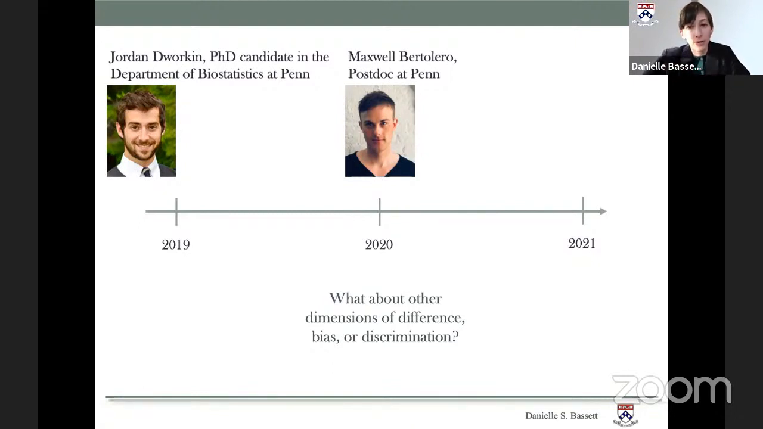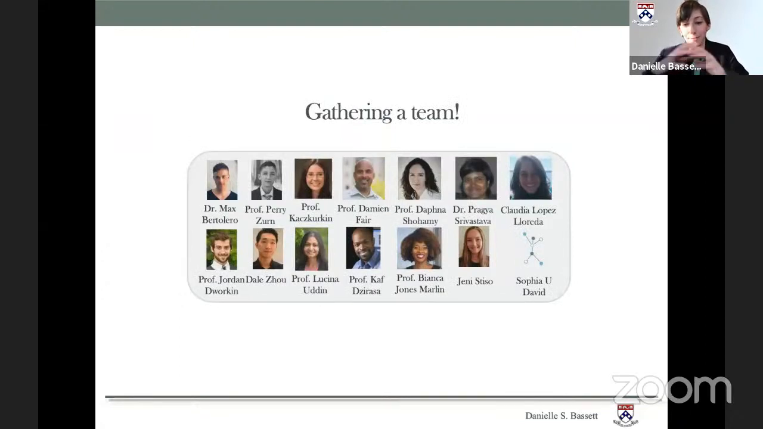So now in 2020, I want to talk about Maxwell Bertolero, who's a postdoc, or was a postdoc at Penn. And he wanted to ask the question of what about other dimensions of difference or of bias or of discrimination? So to address this new space, particularly in terms of race and ethnicity, we wanted to gather a team around us who could help us to better frame that question. And so we engaged this fantastic team that ranges in expertise from science to policy to race and ethnicity theory to gender theory, brought them all together and said, let's work on this problem together.